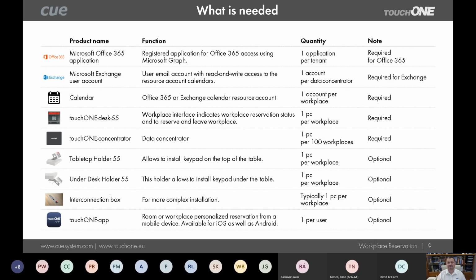It's the same philosophy as for the rooms, and it's not a big deal. I will show you details on how to go through these settings. Then you need a workplace interface. Typically you may consider using touchONE Desk 55 or a new unit we are launching very soon, touchONE 4, for workplace interface. Then you need a data concentrator, or a touchONE concentrator.